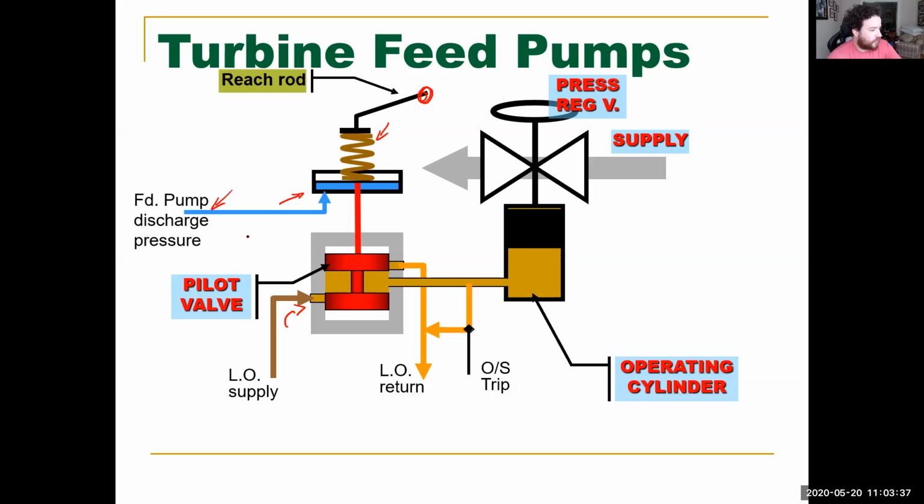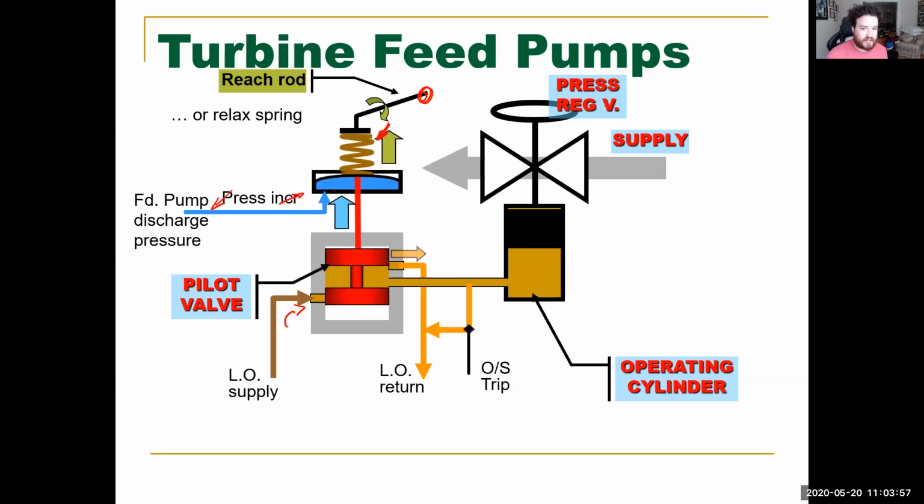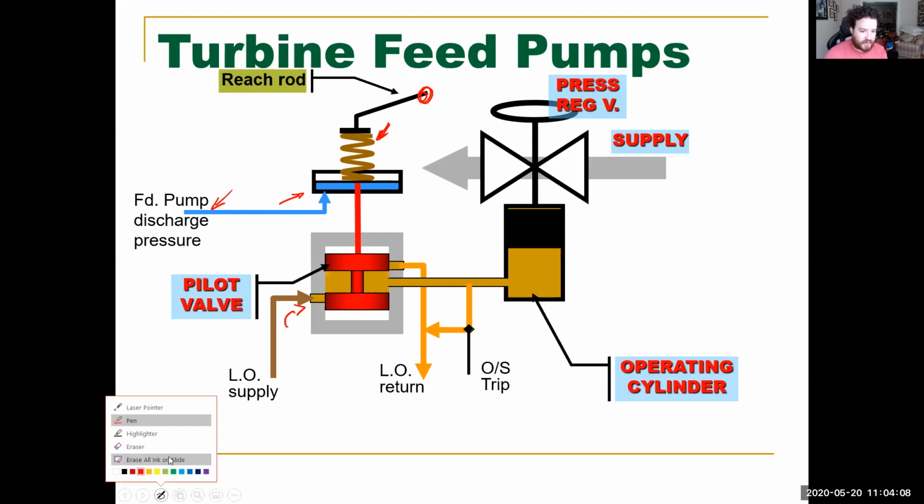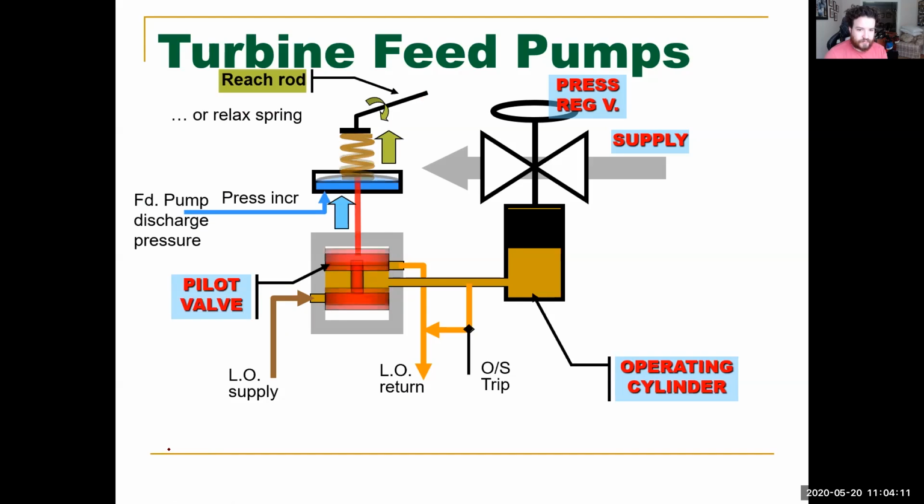All right. Think about it. If you have more tension on this rod, you're going to need a higher discharge to overcome that tension. All right. And vice versa. So as the pressure increases, now we have this pilot valve goes up from where it was. Let me get rid of my drawings on there. So the pressure increases. We now have lube oil can return.